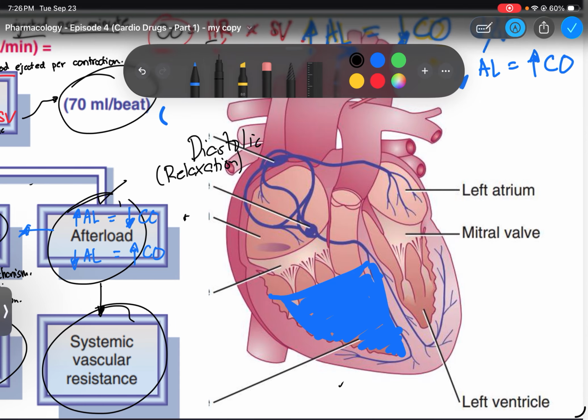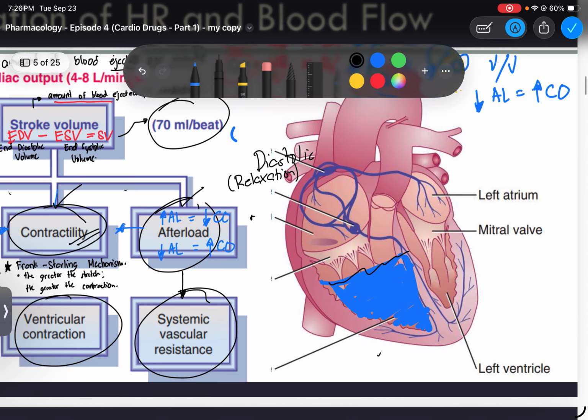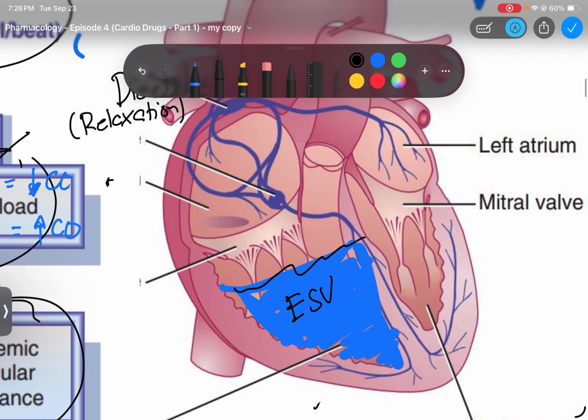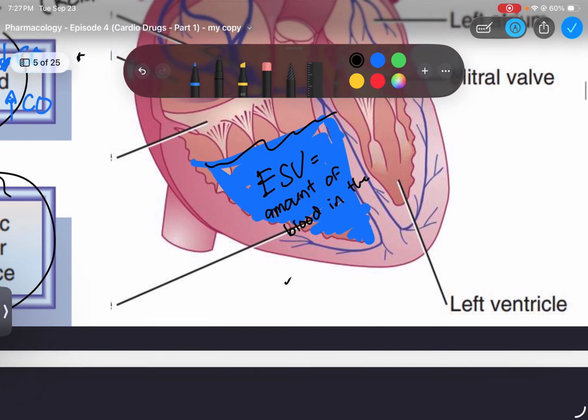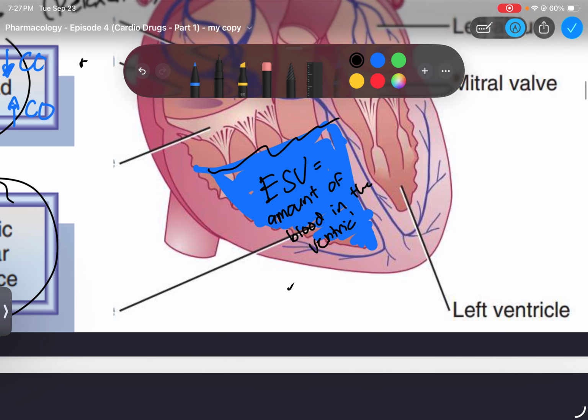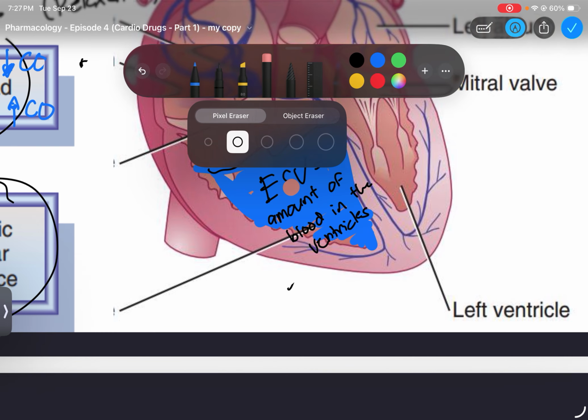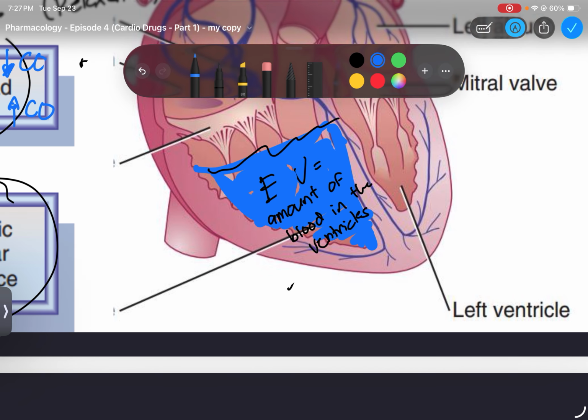Now, if that is the case, class, this is our EDV. This is the amount of blood. EDV literally means the amount of blood in the ventricles. Sorry, not ESV. It's EDV. It is the amount of blood in the ventricles after diastole. Okay? And normally, EDV is around 130 ml.